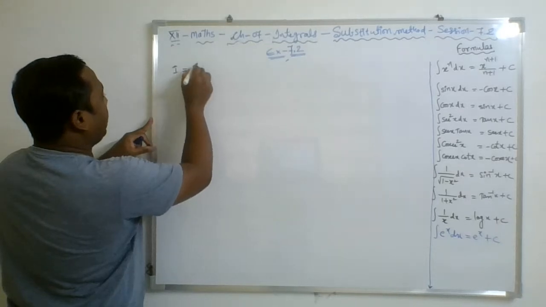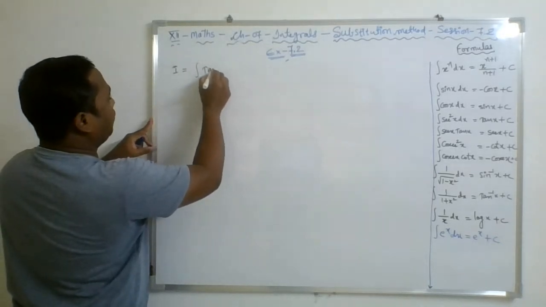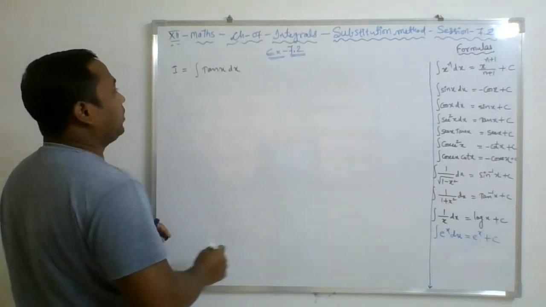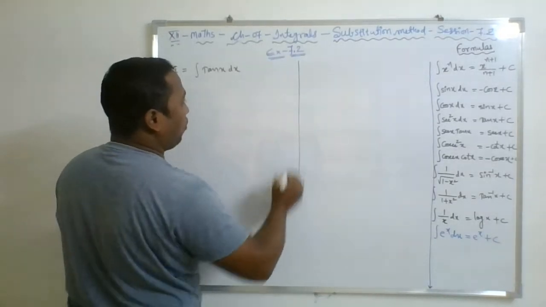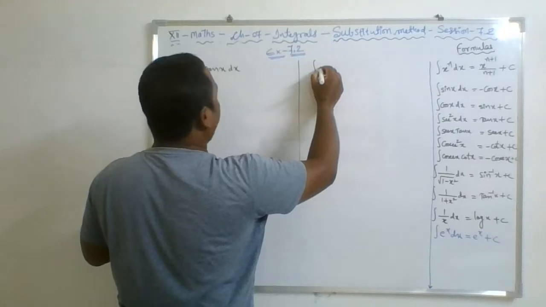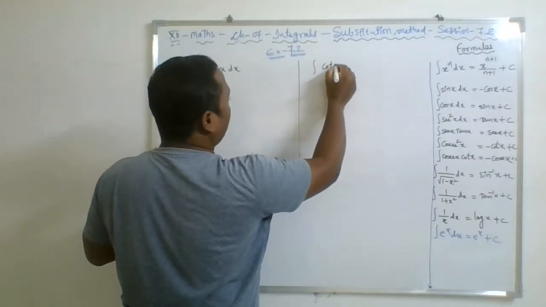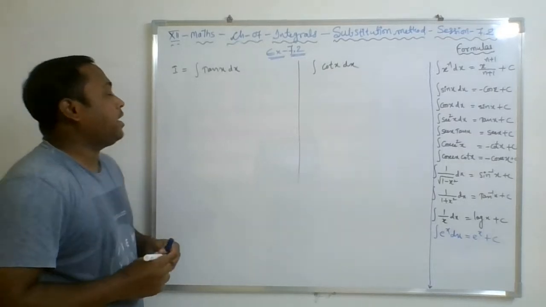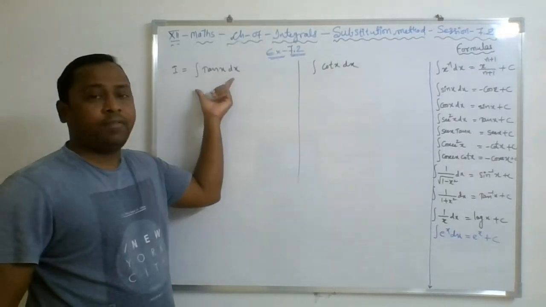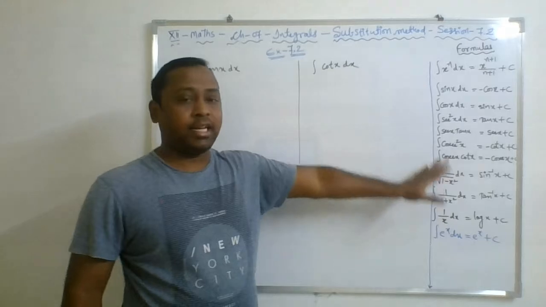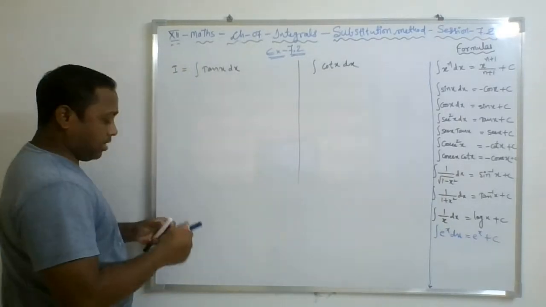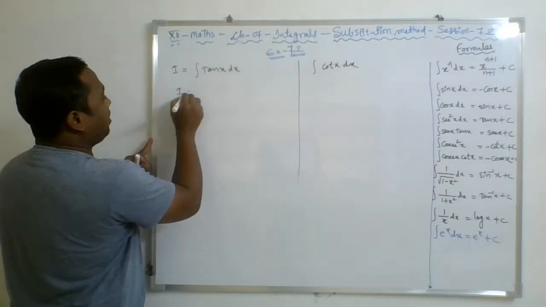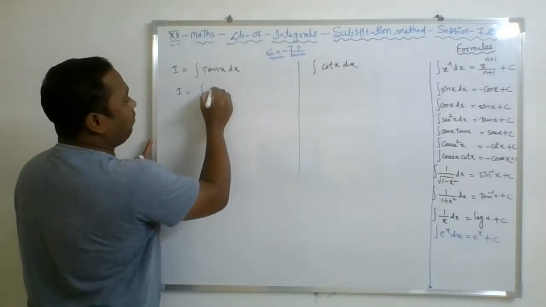Now I'm taking the integration of tan x dx. We are going to derive this formula as well, and the formula for the integration of cot x dx, both. We don't have a formula for the integration of tan x directly, but if you convert it into sine and cos language, you will get an idea how to get the formula.